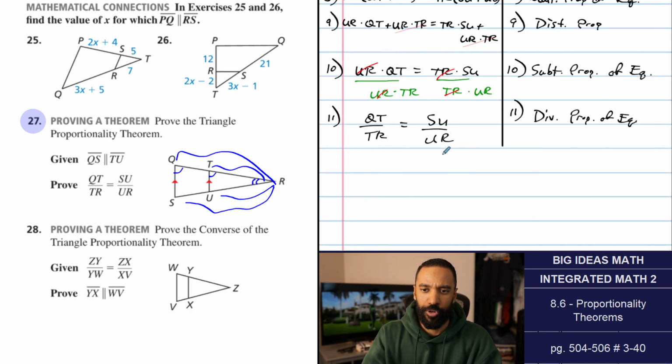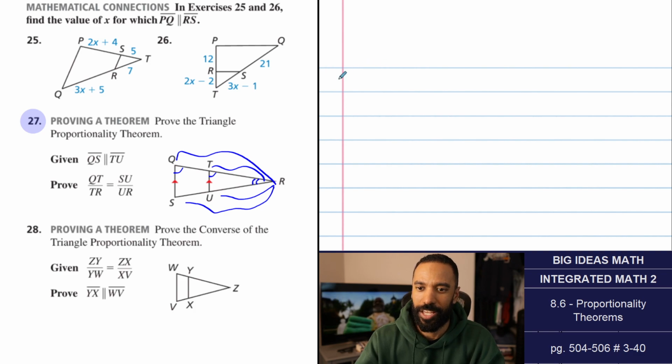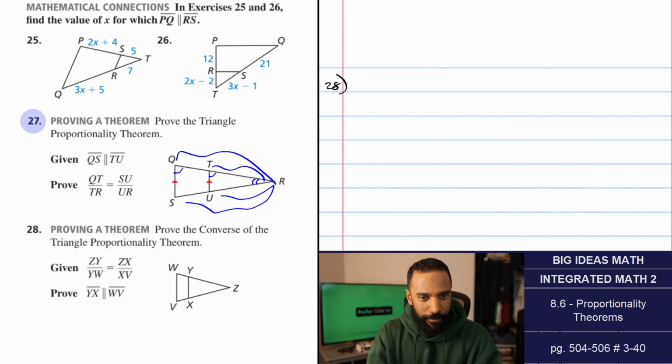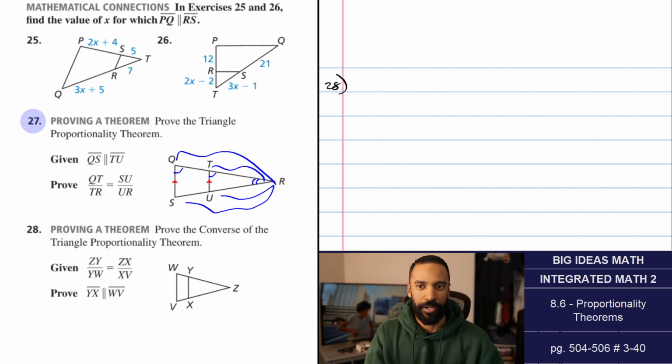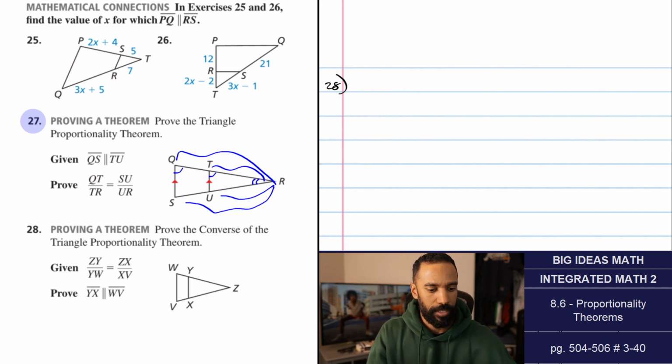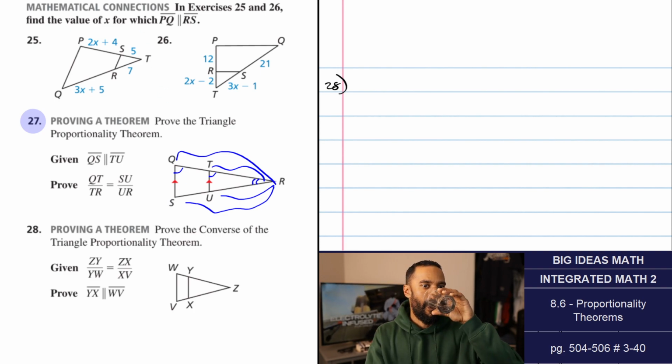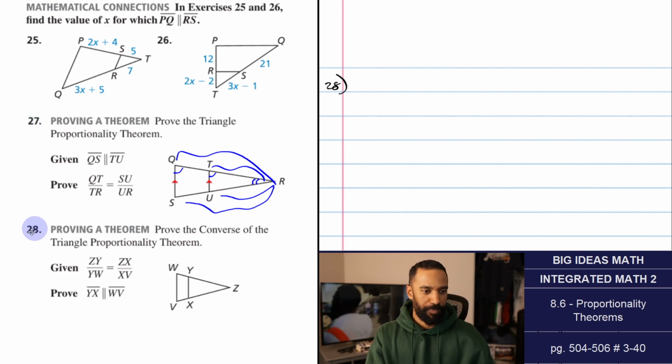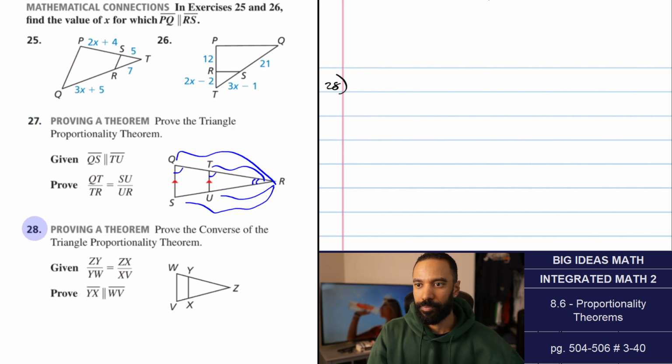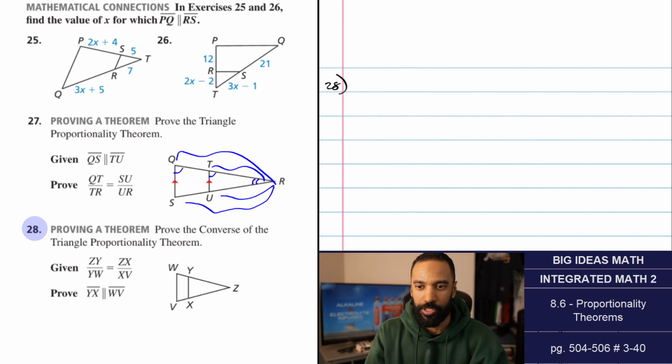All right, we got to do another proof, but that one kind of hurt my hand a lot. So let's jump into number 28. Let's do the converse of the triangle proportionality theorem. Let me take a drink here before I get started. I'm actually pretty low on water now. Definitely hit a crawl though as well, total slowdown.